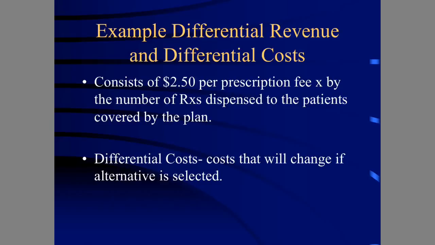Of that, how many patients do you currently serve that are still with you and would benefit from this program? Because there are some people, for example, in a preferred network who won't benefit, especially if they have PACE or they're low assistance. And so you've got to do a little bit of marketing analysis to determine that. The differential cost is the cost that will change if the alternative is selected.